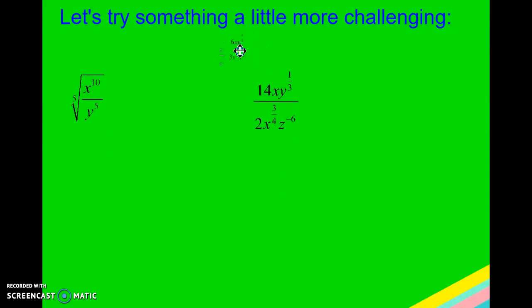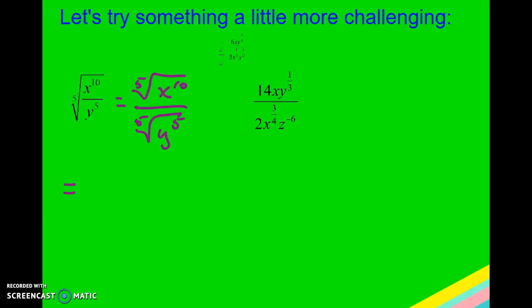Okay, so this problem on the left, the first thing we want to do is check inside the radical and see if we can simplify it, and we can't because the variables are different. So I'm going to have to rewrite this as the fifth root of x to the 10th over the fifth root of y to the 5th, which is one of our rules of exponents that we learned previously.